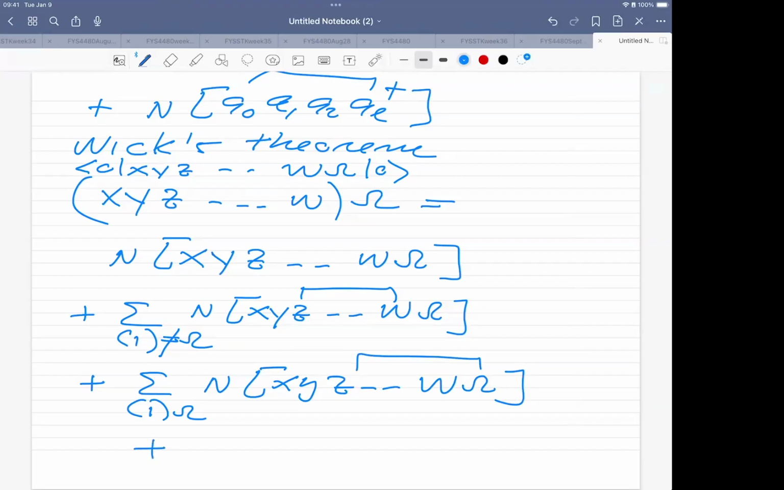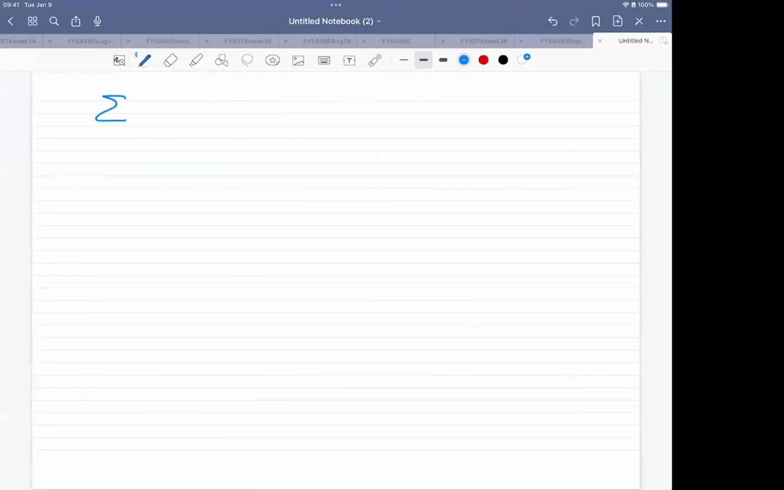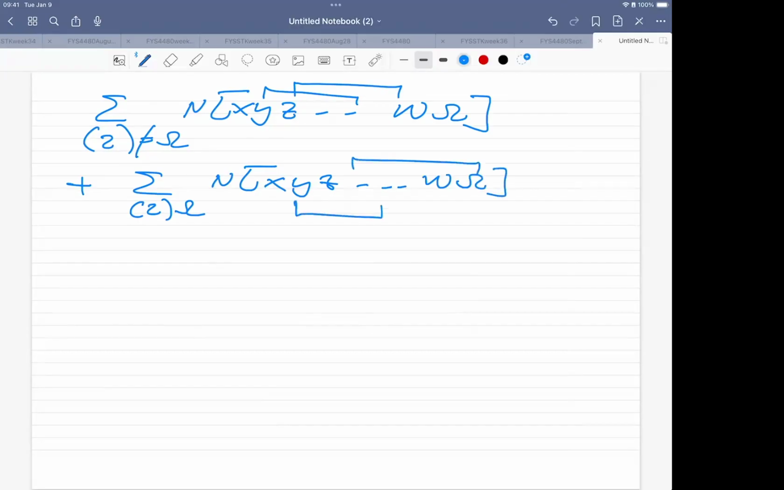Now we can move on to 2 pairs being contracted. So the next one is what we had originally from Wick's theorem. And in that case, we don't include omega. And then we would have the contractions on x, y, z, or w up to omega, but where we now have contractions of this type. And there's a term where we have to add the lemma, and then we need to contract with omega as well. So omega is then contracted with one of these other operators.